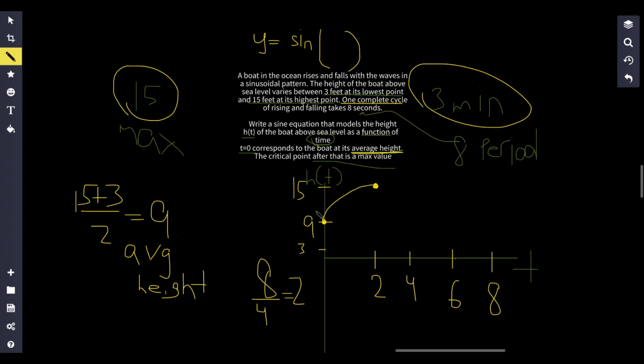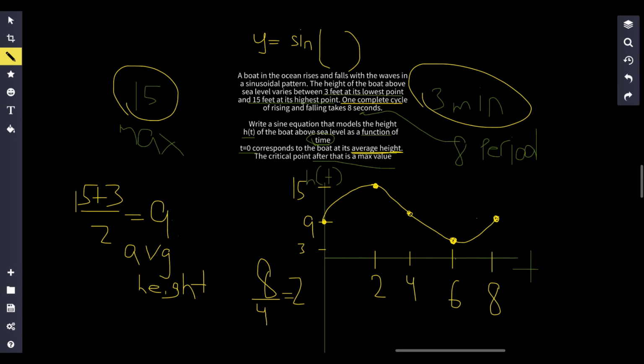Because remember, in one period of our graph, we have 4 sections, right? If I just draw this out for you guys, this is going to be at 4, 9. Our minimum point here is going to be at 6, 3. And then once again, our middle point is going to be at 8, 9. But notice how, remember, in one period, there's going to be 4 sections.